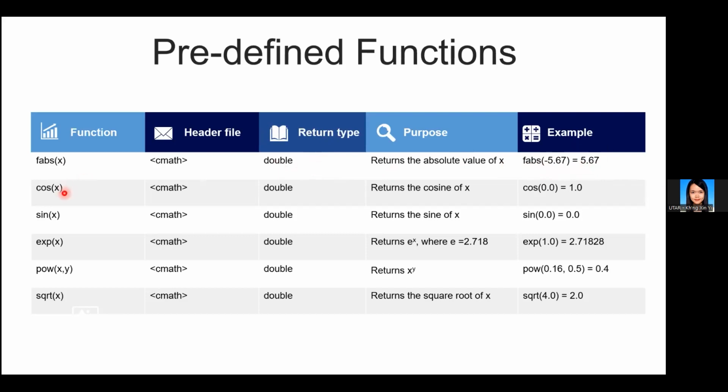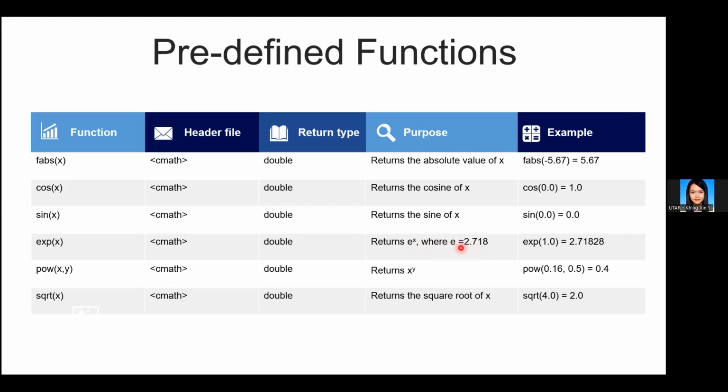Then we move on to the cosine function here. I believe you have learned about the cosine graph. The cos function returns the cosine value of x. If cos 0, of course the answer is 1. Then if you talk about the sine function, we have the sine graph. When we have sine 0, sine 180, sine 360, it returns the answer of 0 to us. Then the next function is the exponential function. The exponential function means that we want to find the value of e to the power x, where e is equal to 2.718.